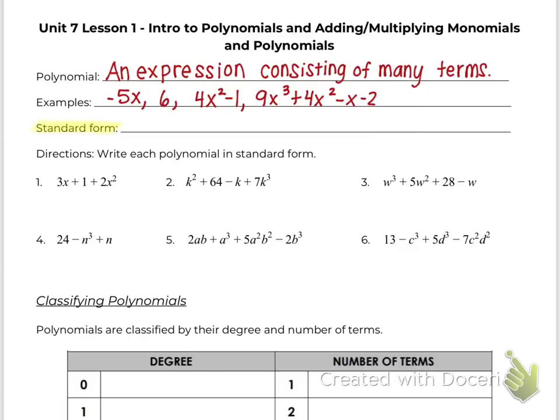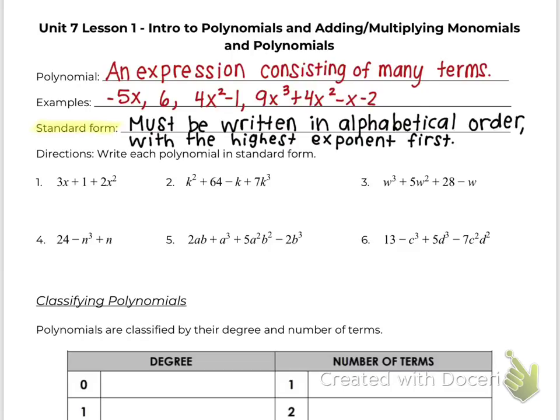So standard form, this is really important. This must be written in alphabetical order with the highest exponent first. So in order, like this is in standard form. See how the highest exponent is 2? You write that first. This is also in standard form. 3, 2, 1, and then no x. So it has to go from alphabetical order, if we're looking at the variables, and it has to be written with highest to lowest exponent. This is called standard form.